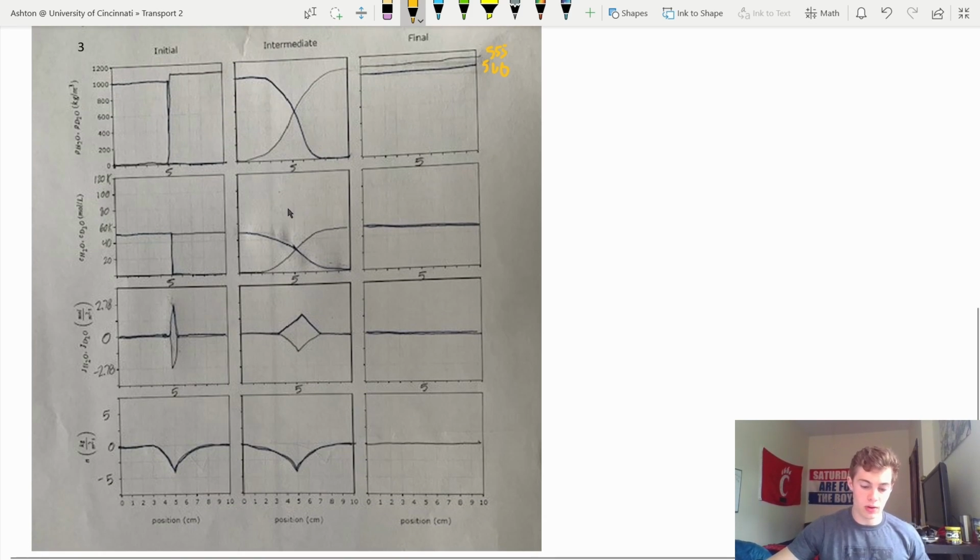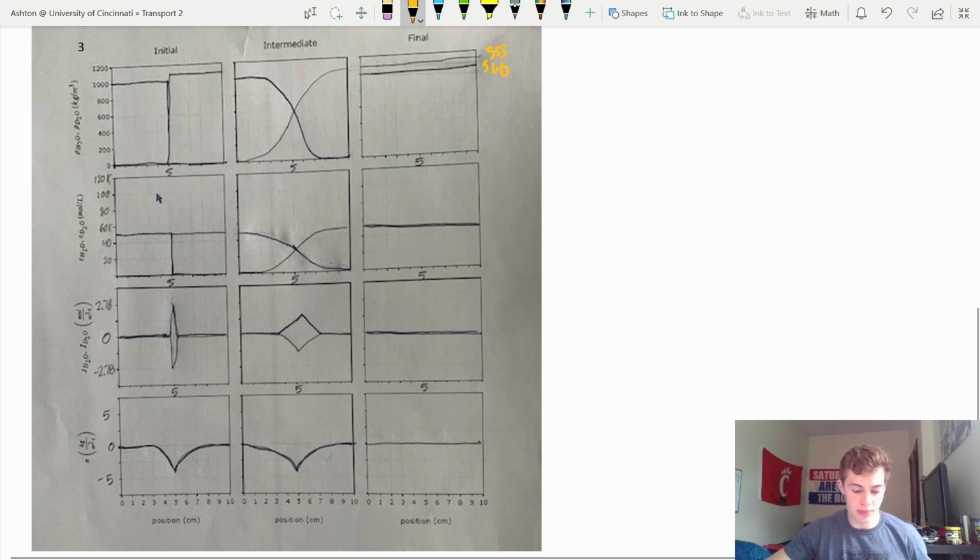Next, when we look at our molar concentration, we know they're still at 555 initially for both sides, and they're both the same. Then, as our intermediate, they start to intermix. They start to get mixed around because they're diffusing into each other. And then finally, they level out once the time reaches infinity and they've reached equilibrium. They'll be back at their original spots.